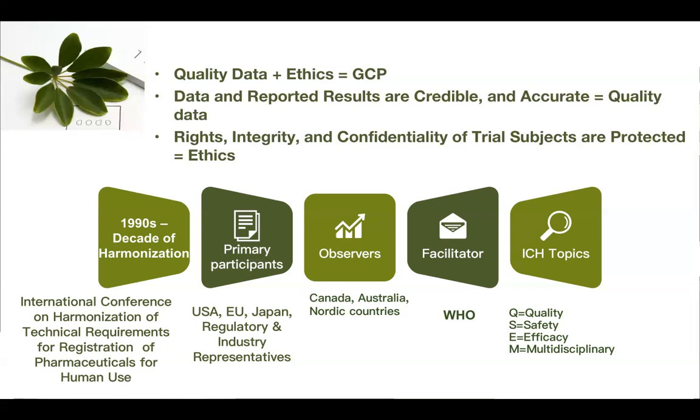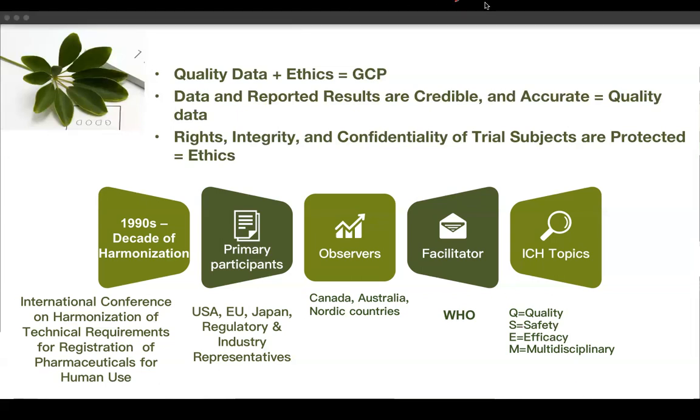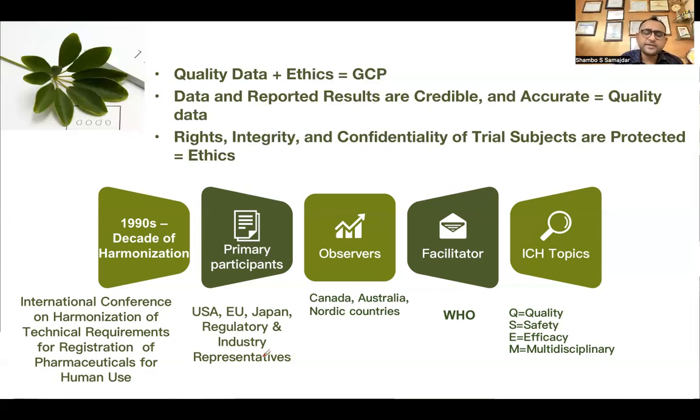So the 1990s was the decade of harmonization. And when we talk about harmonization, it is important to talk about the conference that took place in Brussels, Belgium, the International Conference on Harmonization of Technical Requirements for Registration of Pharmaceuticals for Human Use, where the primary participants were USA, European Union, and Japan. Also, there were regulatory and industry representatives. Canada, Australia, and Nordic countries participated as observers. WHO acts as a facilitator.